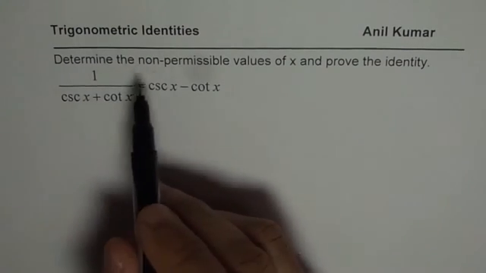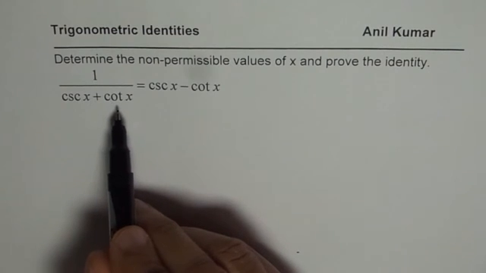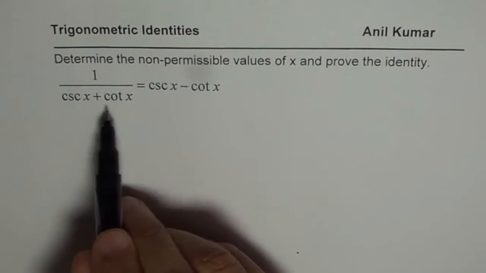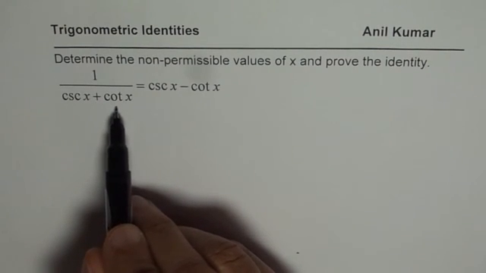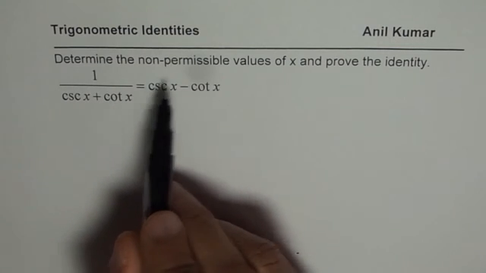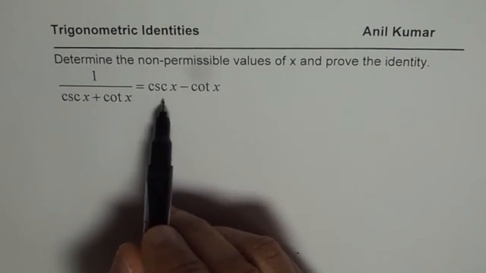Now, for non-permissible values, the denominator cannot be 0, so you have to look for those. Second, cosecant x and cotangent x are not defined when cos x is 0, right? So those give you some more values which will be restrictions on this particular function.